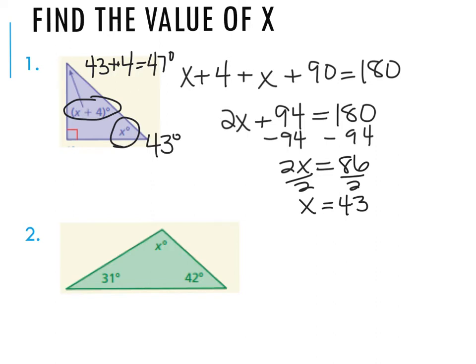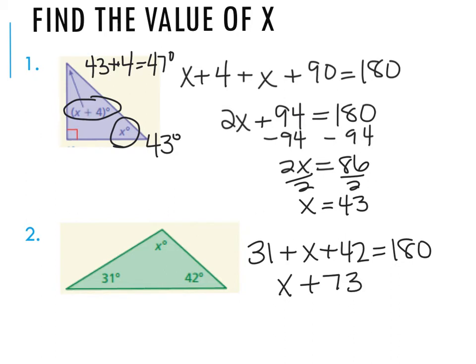Okay, hopefully we were able to successfully do number 2 on our own. If not, just follow along. So my interior angles, I'm going to start with the 31 degrees, going up to the x plus 42, and then equals 180 degrees. Combine my like terms. The 31 and the 42 gives me 73. Move my 73 over.